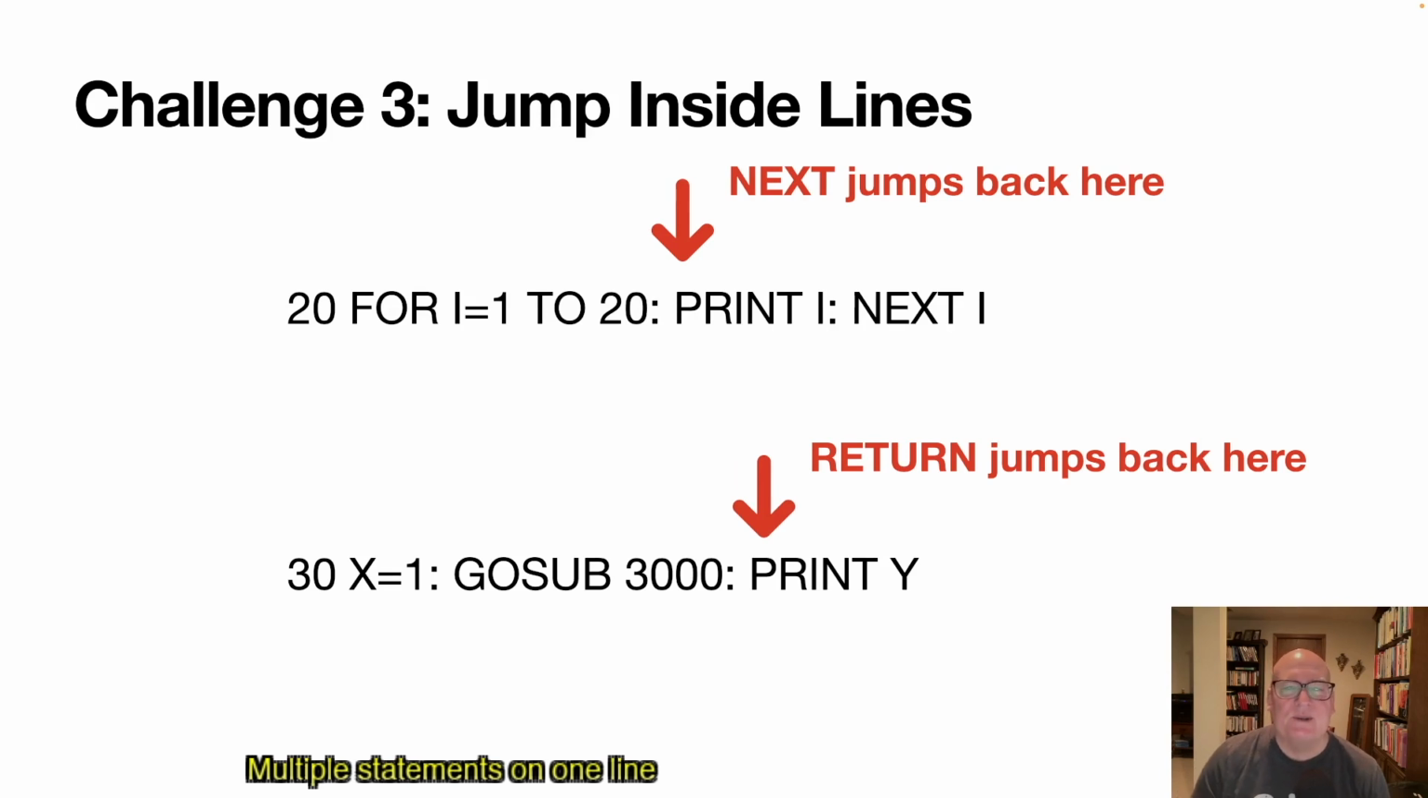I've mentioned this one in previous episodes, I think. So if we have for I equals 1 to 20, colon print I, colon next I, well, normally our next statement jumps back to the line after the for statement. If line 25 was print I, we'd jump to 25. But now we don't have a line number to jump to. We can't jump back to 20 or we'd start the loop over. So we've got to worry about locations that are inside lines.